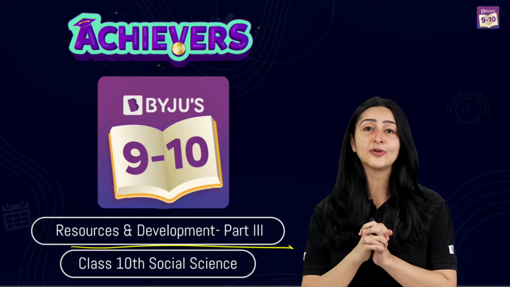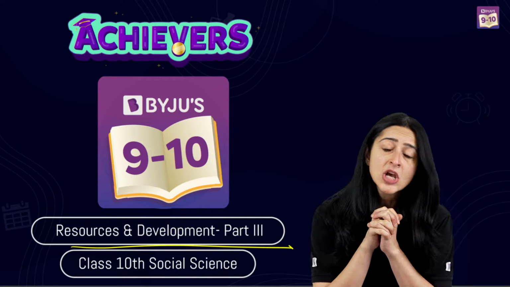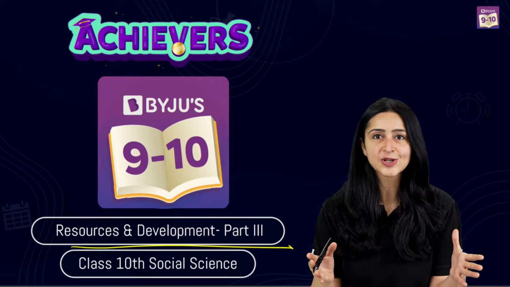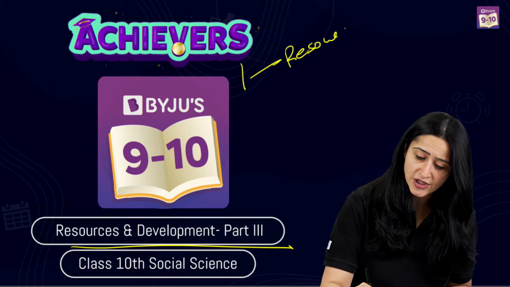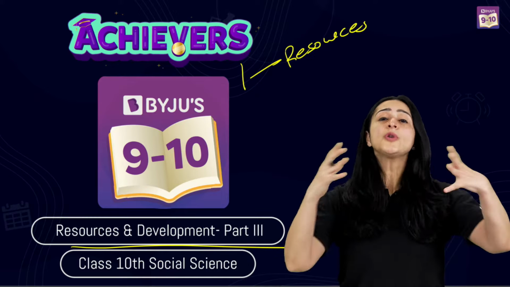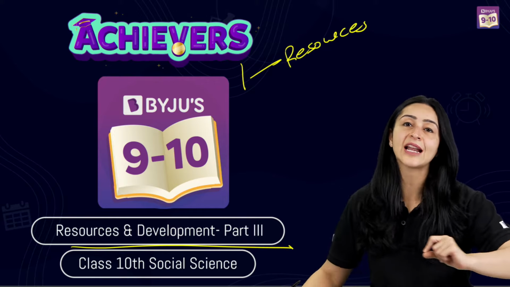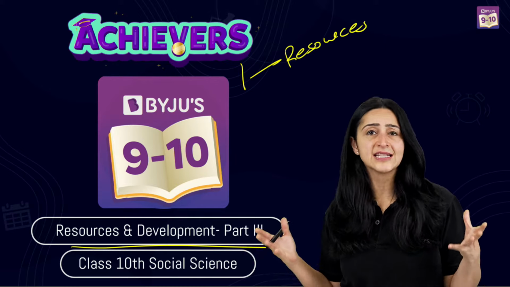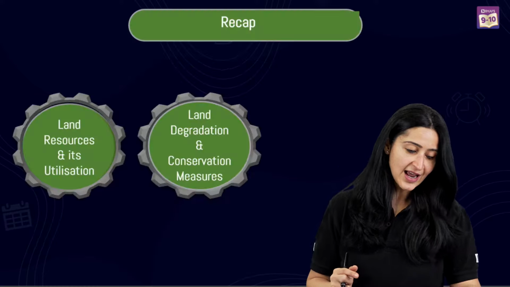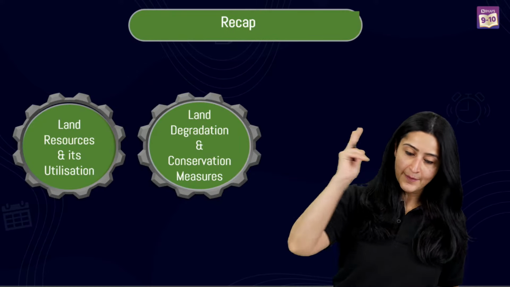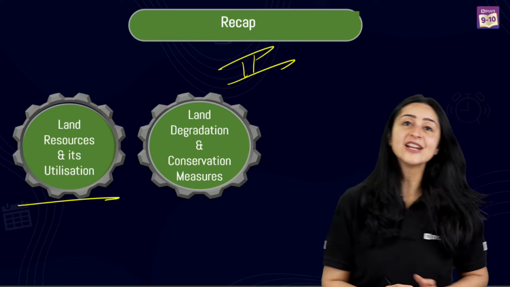I hope that all of you have been tuning in and watching the sessions that we've done so far. Right? So, what did we do in the first session of this chapter? Well, in the first session, we basically discussed resources. We spoke about what you can define as a resource, and we spoke about the classification of resources. And then we went ahead and we spoke about how resources are getting depleted and how we need to conserve our resources.